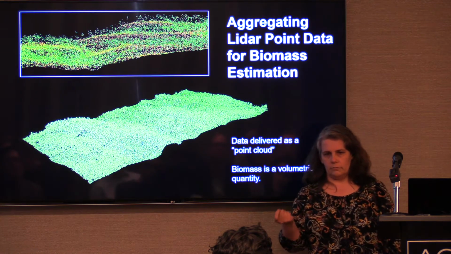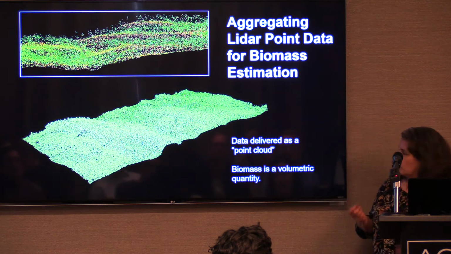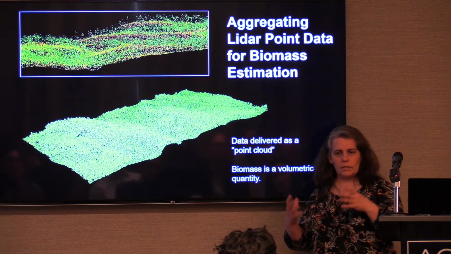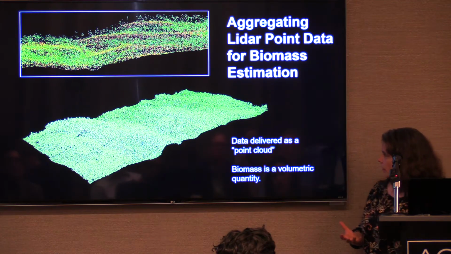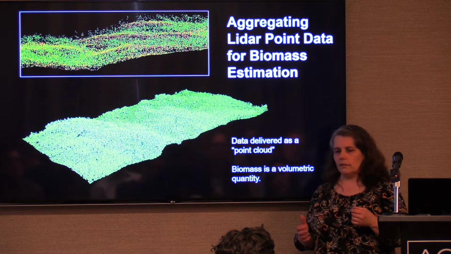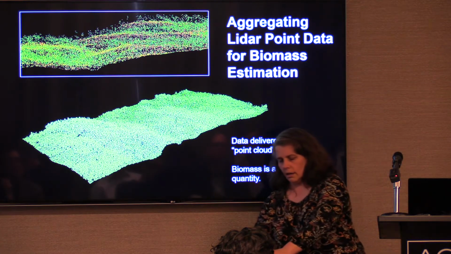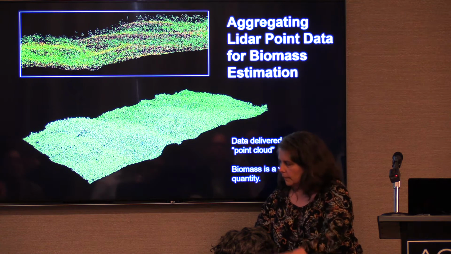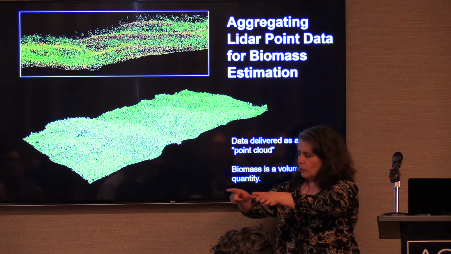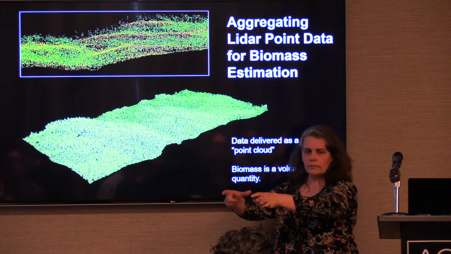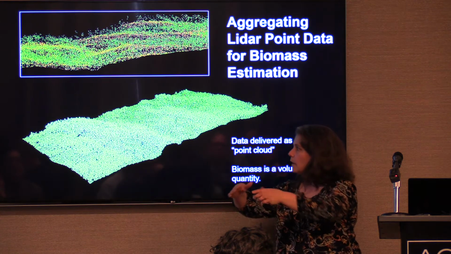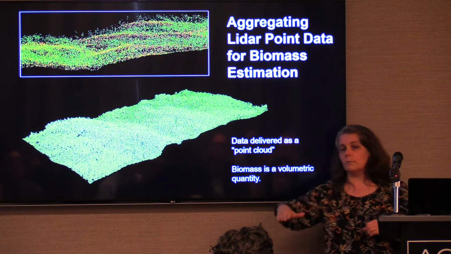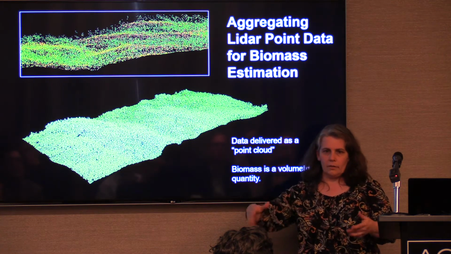They're just non-dimensional. So we need some way to turn those points into a volume to get mass, which is a volumetric quantity. The way that's been handled is to fix an area on the ground, either a disk or a square cell, and then form a three-dimensional volume, either a cylinder or a rectangular prism, and vary the height according to some statistics computed on the LIDAR points.